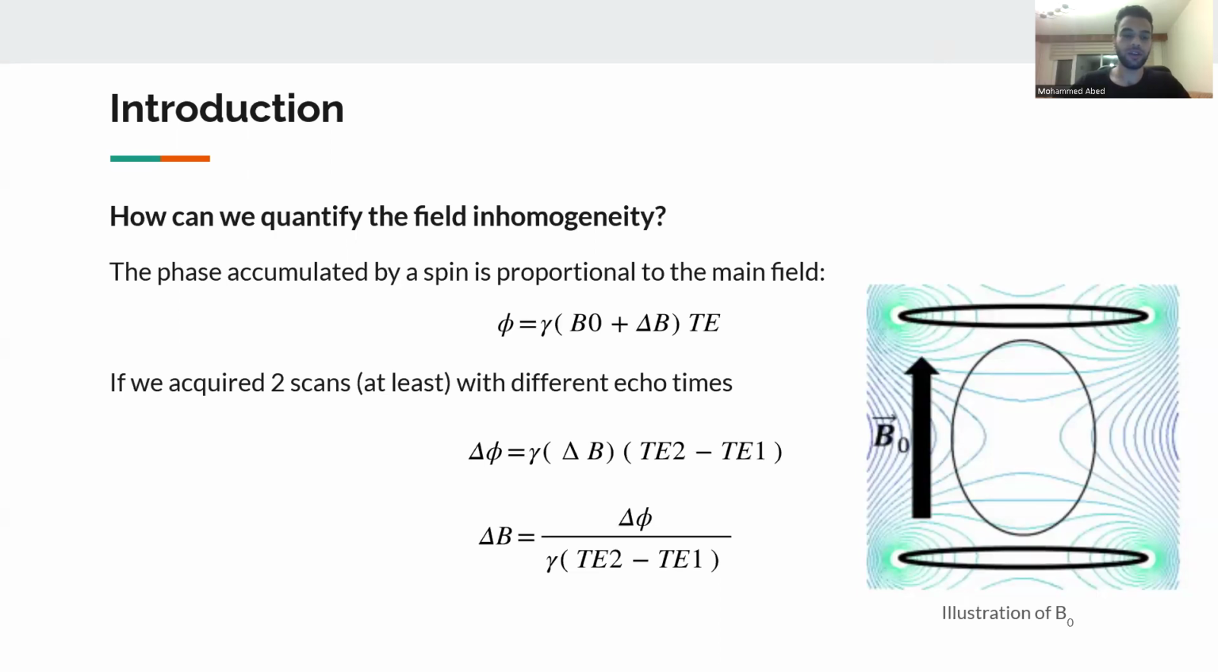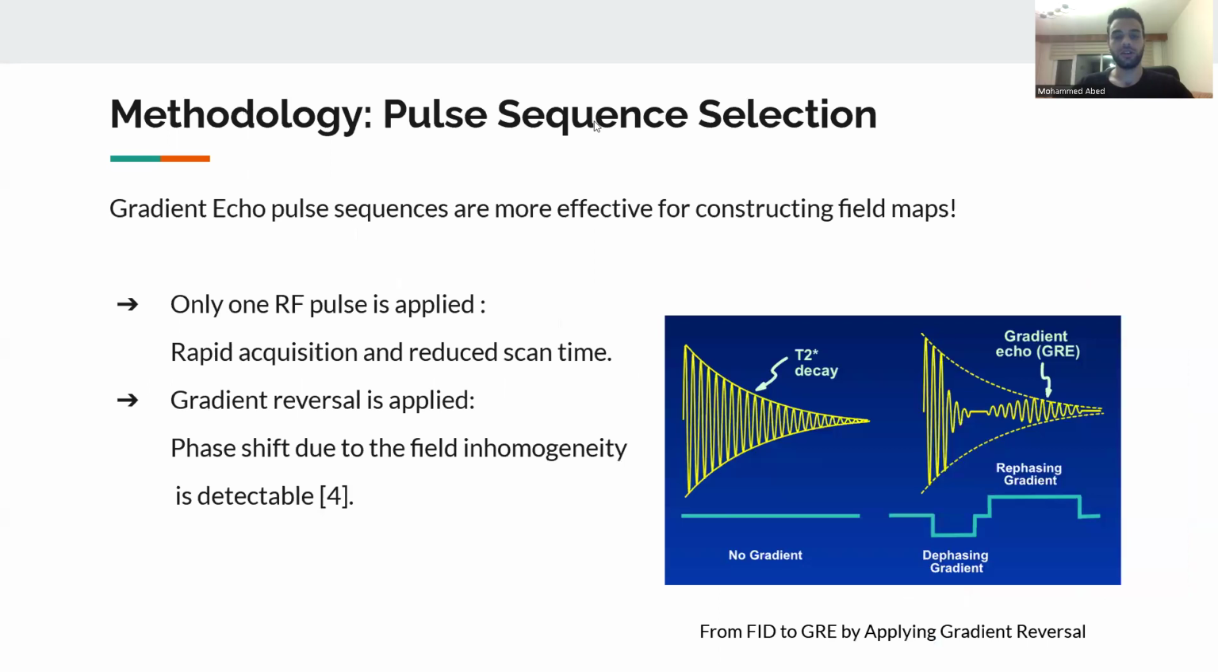By making use of the phase information, we can quantify the inhomogeneity. If we manage to acquire at least 2 scans with different echo times, we can calculate the field inhomogeneity as the ratio of the phase difference to the gyromagnetic ratio multiplied by the difference in echo time. So, in order to construct the field map of the inhomogeneity, I had to choose an appropriate pulse sequence.